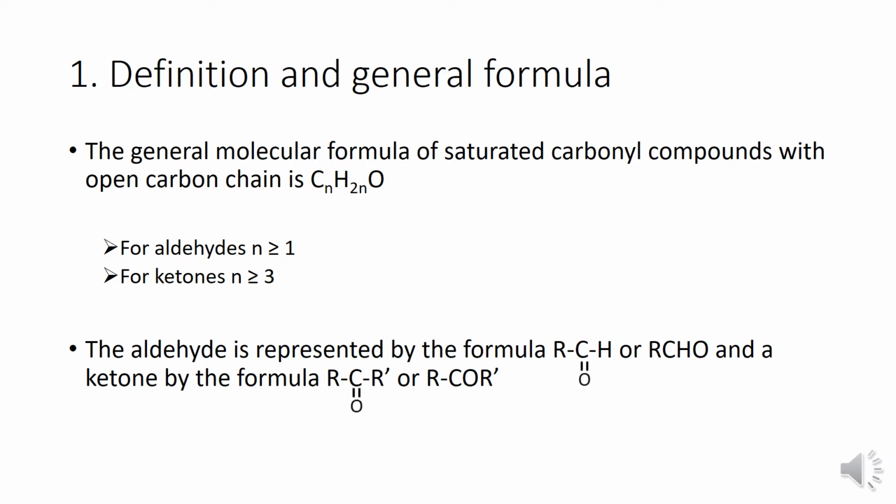For ketone, the formula is represented as R C double bond O R prime, or the C double bond O can be written as CO, where the C is bonded to the O by a double covalent bond. So we can say RCOR prime.